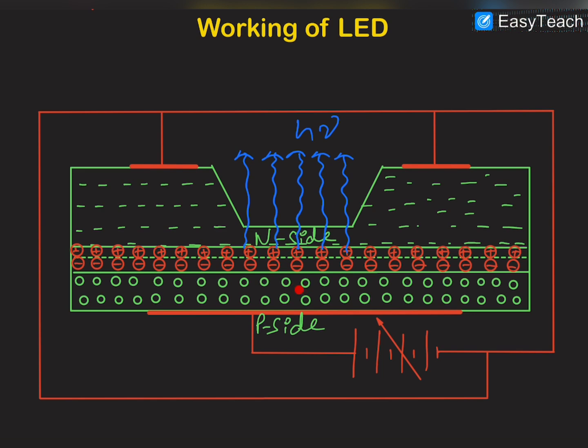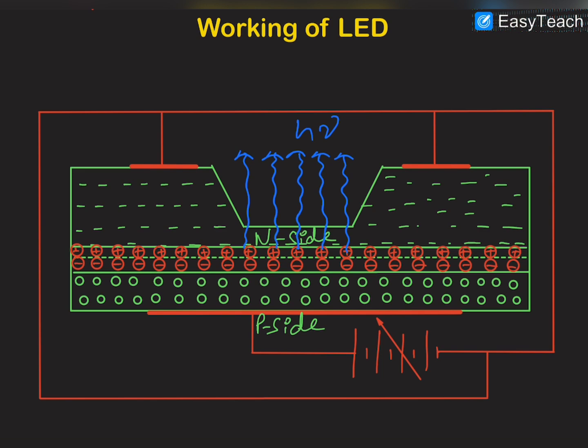So this is the P side and this is the N side, and this is the junction or depletion region of the diode. We have connected this N side with the negative terminal and the P side with the positive terminal of the diode. So we have connected this LED in forward biasing.